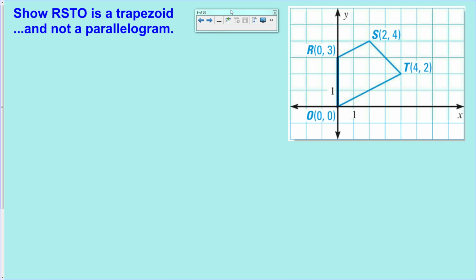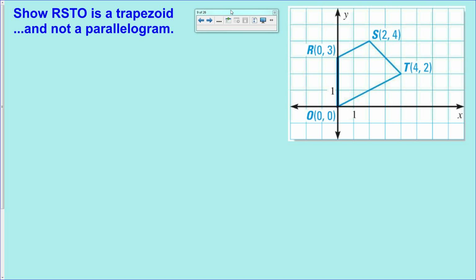Okay, let's do an example. This first example says show that RSTO is a trapezoid, but not a parallelogram. So you need to show that it fits the definition of a trapezoid and not a parallelogram. See if you can figure out how you would do that. Pause the video and come back to me.